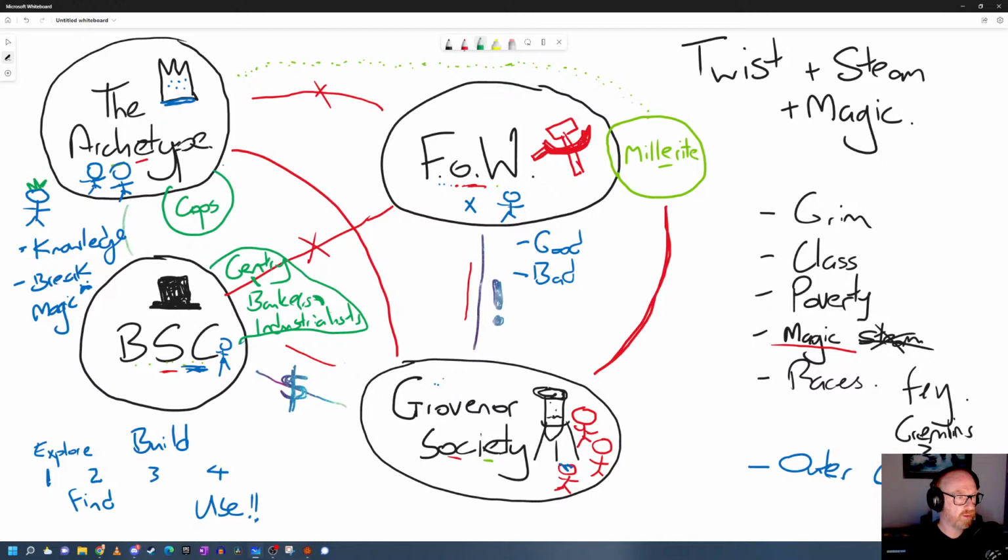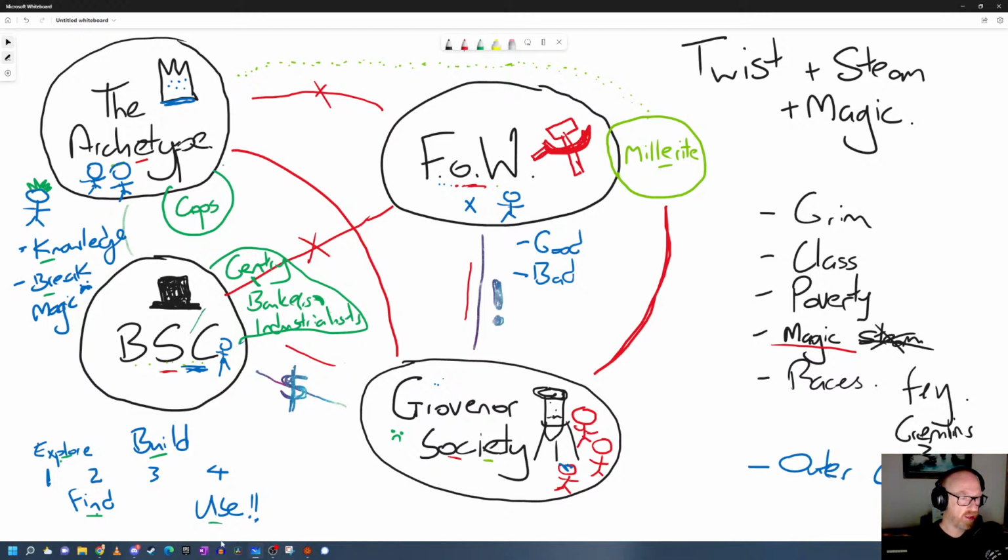Big Bad. He's got spiky green hair. He wants to find the knowledge to break the modern magic by exploring some ruins and finding the tech and building it and using it. What would each group think of that? So the Gravena Society would be very unhappy if that was to happen, because that would throw everything back to a kind of almost pre-industrial stage.